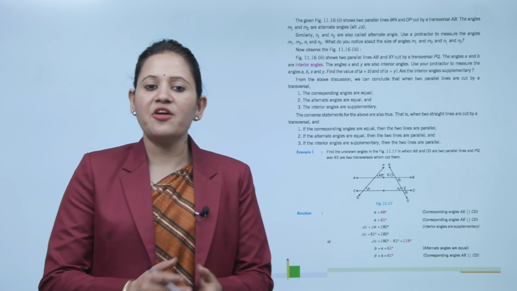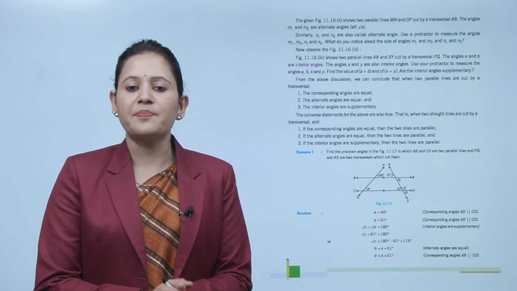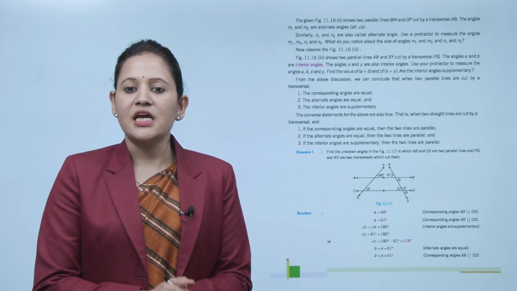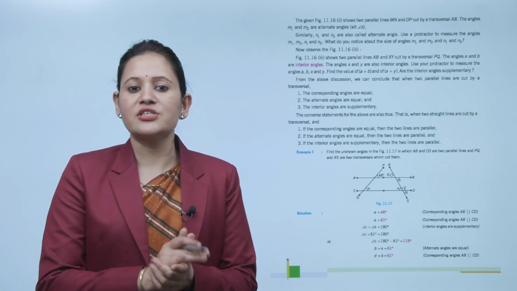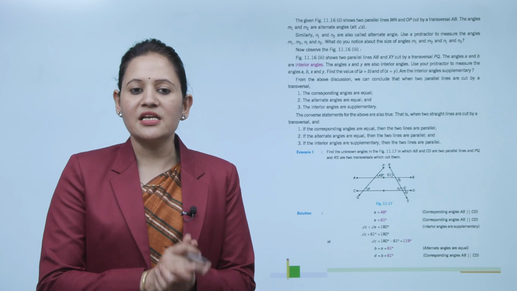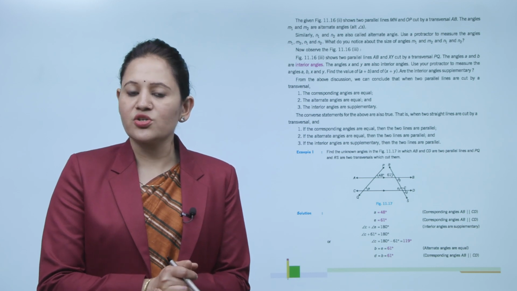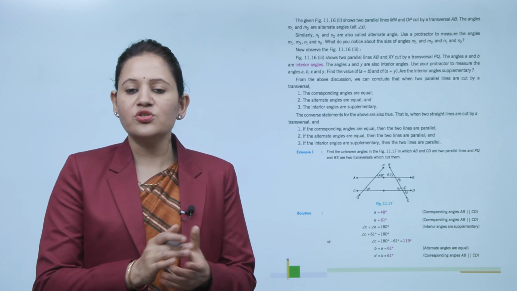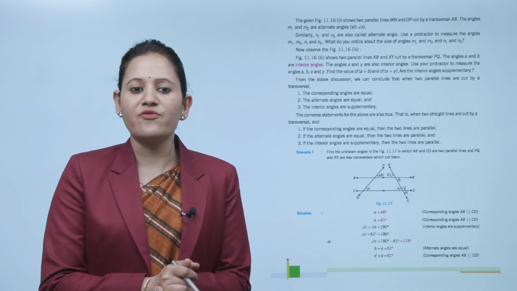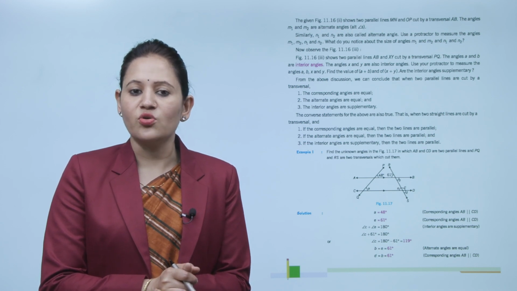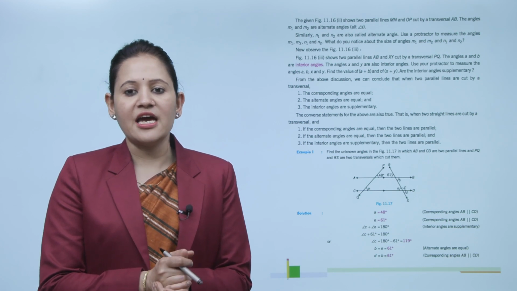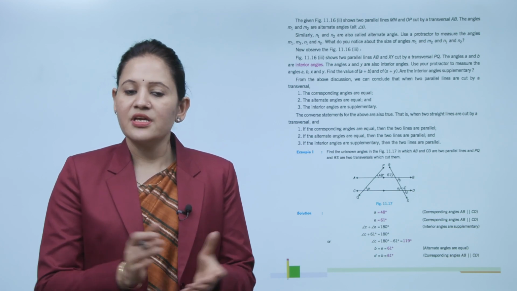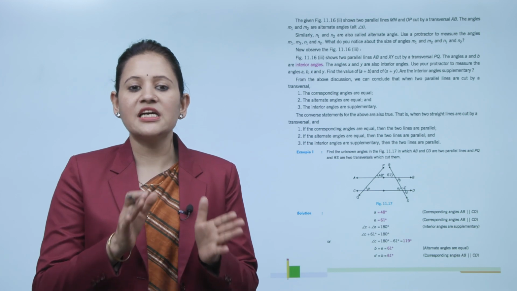The given figure 11.162 shows the parallel lines MN and OP cut by the transversal AB. The angles M1 and M2 are alternate angles. Similarly, N1 and N2 are also called the alternate angles. Use the protractor to measure the angles M1, M2, N1 and N2. What do you notice about the size of angles M1 and M2 and N1 and N2? So, we will observe that these are equal.